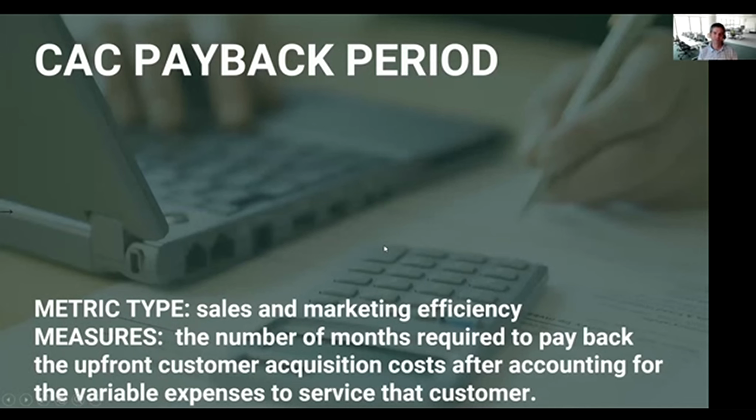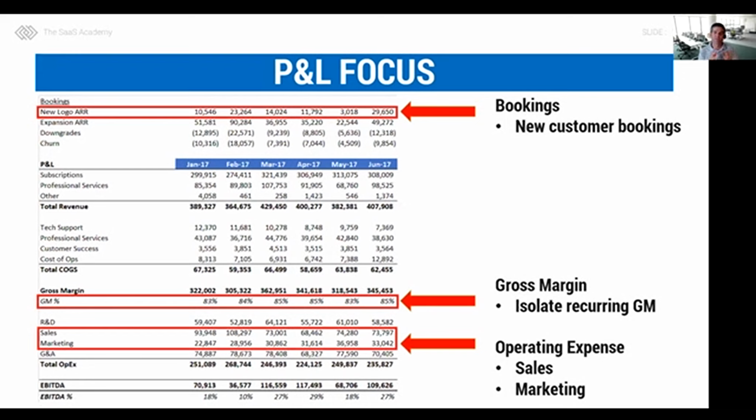CAC payback period. With this one, it's the number of months required to pay back the upfront customer acquisition costs after accounting for the variable expenses to service that customer. So a lot of words there, but essentially it's saying, hey, if we put up this money up front, how long does it take to earn it back through the revenue we receive from that customer? We're looking at new logo acquisition, so just new business coming in, not expansion. We need to isolate our recurring gross margin.